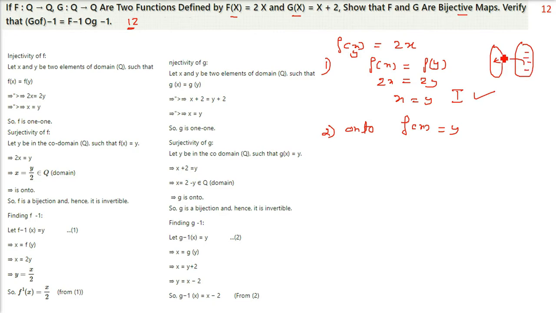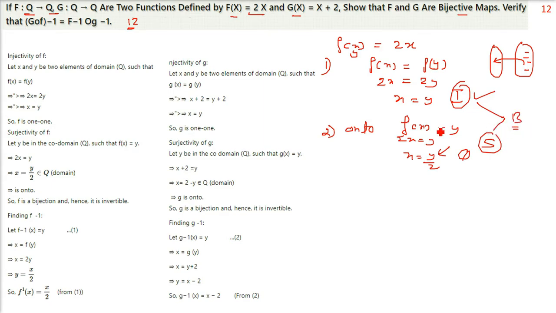f(x) equals y. So just put 2x equals y here. So x you get as y by 2. And for this domain which is Q, which is a fraction or rational number, this is defined. This is valid. So that means this is surjective also. So 1-1 and onto both are proved. So this is bijective. So there will be an inverse of this.